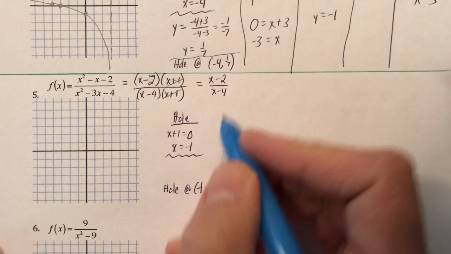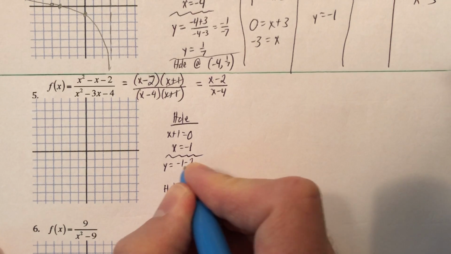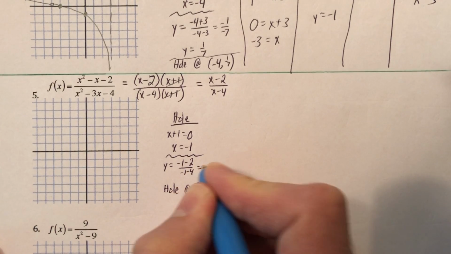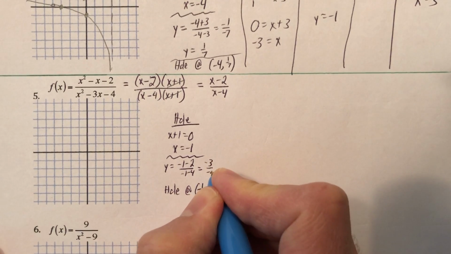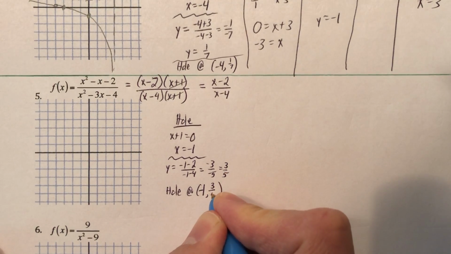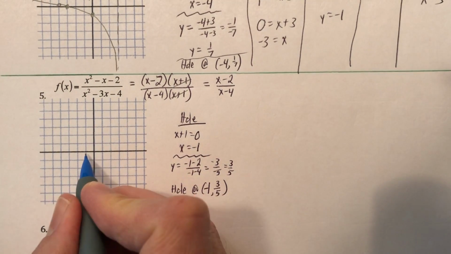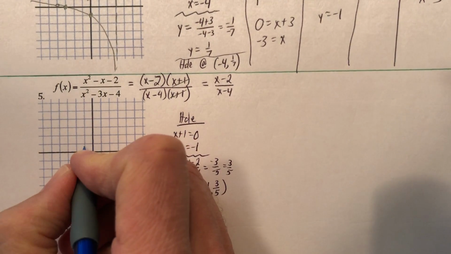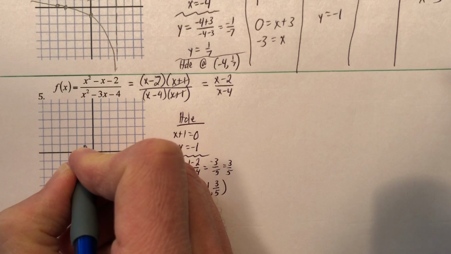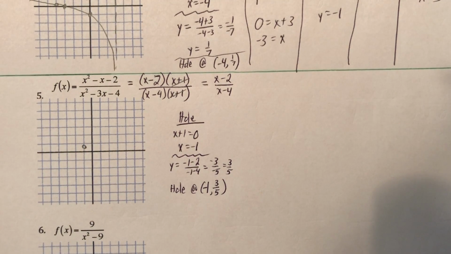So I'm going to plug a negative 1 here and here. So y equals negative 1 minus 2 over negative 1 minus 4. And that gives me negative 3 over negative 5. That is 3/5, because we can make them both negative, positive. Negative over negative is positive. There's a hole in the graph at negative 1, comma, positive 3/5, so somewhere around in here. It doesn't have to be perfect, but a little more than halfway between 0 and 1.